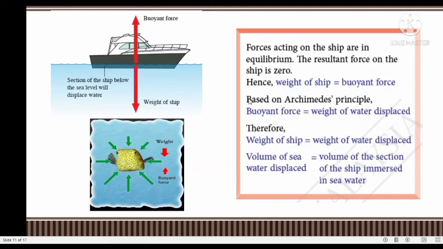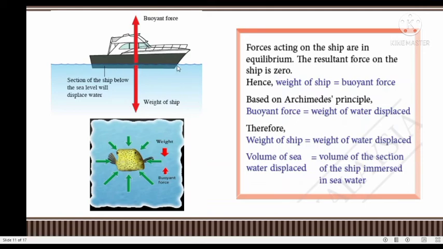Based on Archimedes' Principle, buoyant force equals the weight of water displaced. Thus, weight of the ship equals weight of water displaced. How about the volume of water displaced? Volume of the seawater displaced equals the volume of the section of the ship immersed in seawater, meaning the volume of the part which is below the sea level, this part only.